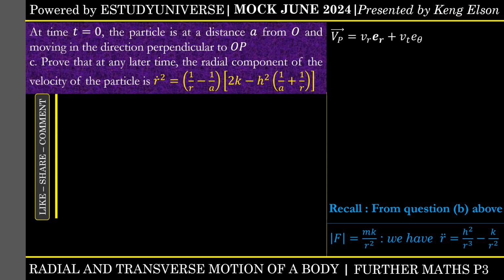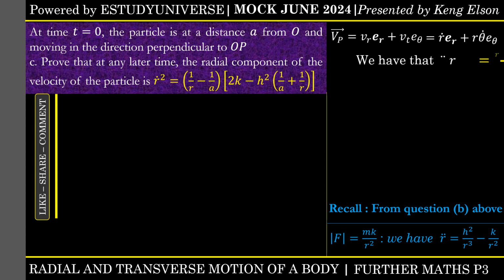The velocity has two components: the component in the radial direction, which is along OP, and a component in the transverse direction. And we are required to prove that the radial component is equal to something. The radial component of the velocity is r dot, and the transverse component is r theta dot, but we are interested in r dot. We don't care about the transverse component. We are interested in the radial component.